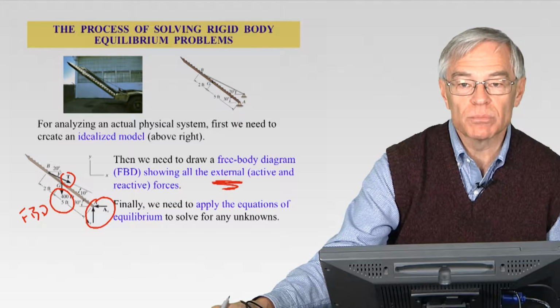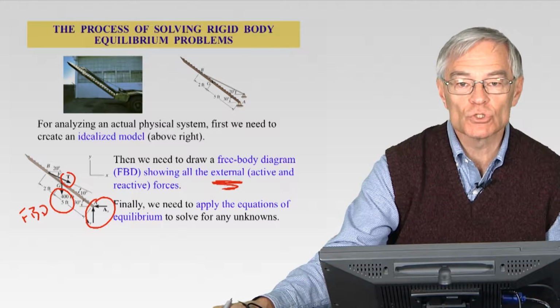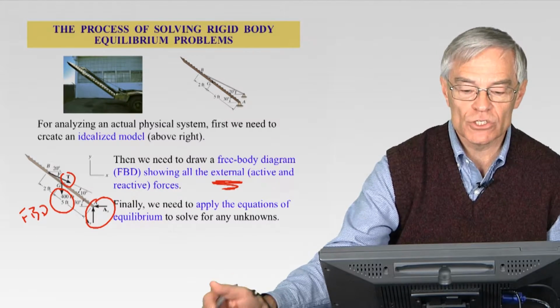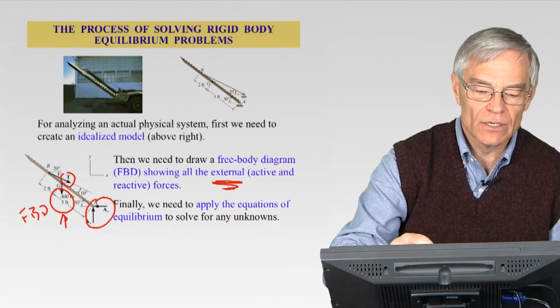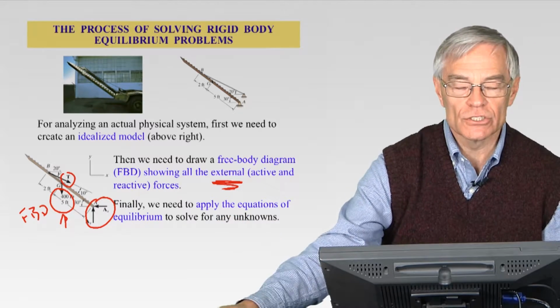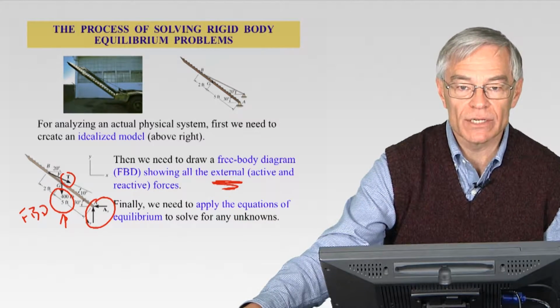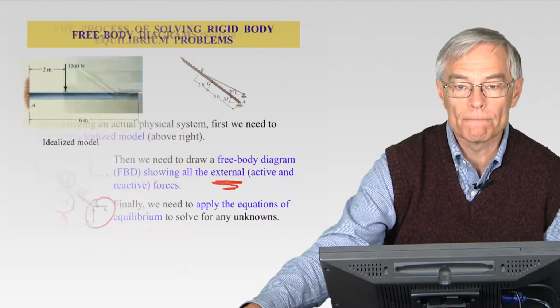So then we have to apply the equations of equilibrium and solve for any unknowns. Since we know the weight in this case, we have three unknowns: the tension and those two reactions at pin A.